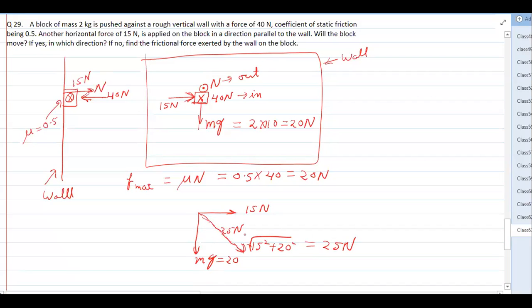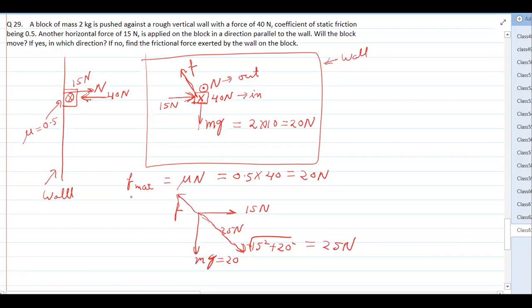And if the object tries to slide like this, the friction will now change its direction. Initially, the friction was acting upward. But if you apply this horizontal force, the friction will not remain upward. It will act at some angle like this. If there was no horizontal force, the friction was upward and balancing mg. Friction always acts opposite to the possible direction of motion. So friction will act like this.